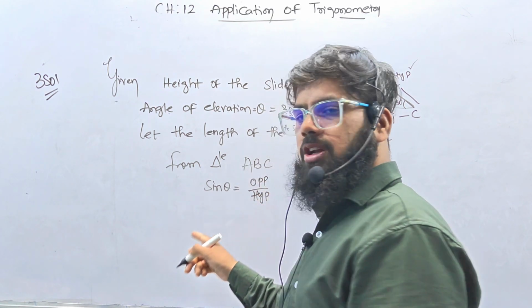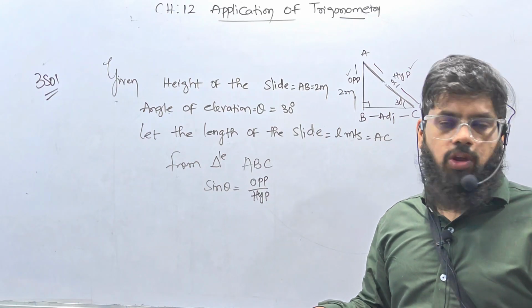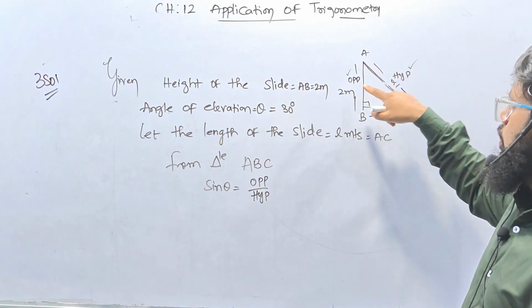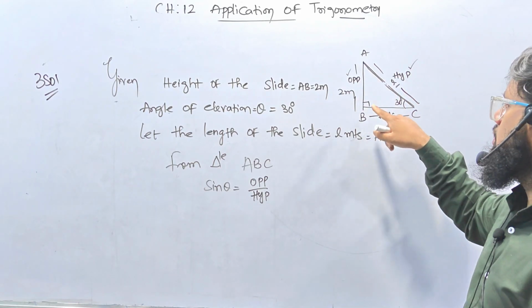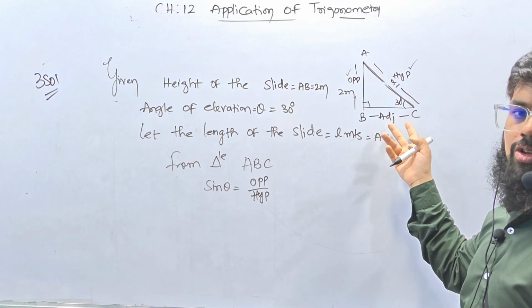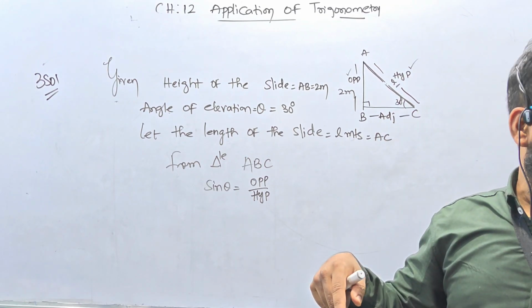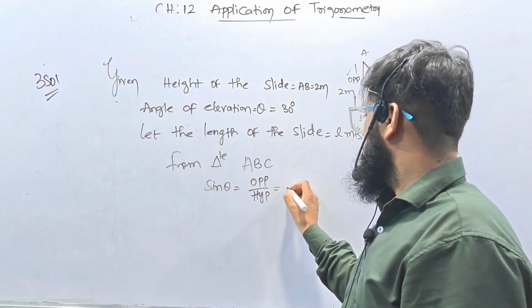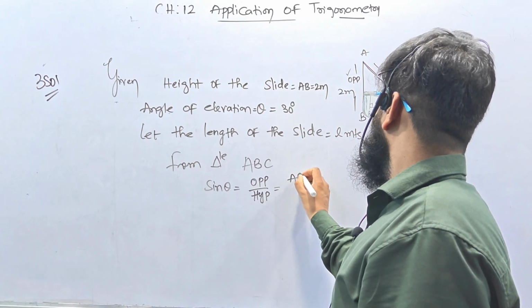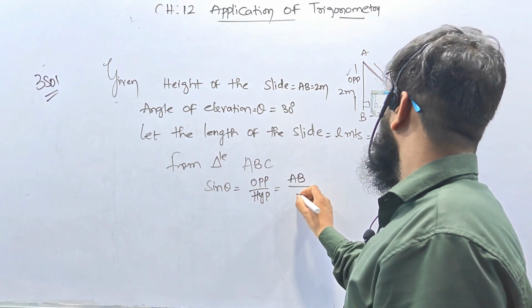Can I take tan theta in the place of sin theta here? No. If opposite and adjacent are there, where one is known, one is unknown, and they ask to find that one, that time you need to go with tan theta. Here, the opposite is AB, and the hypotenuse is AC.